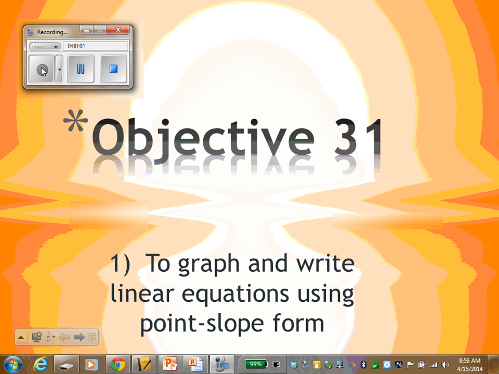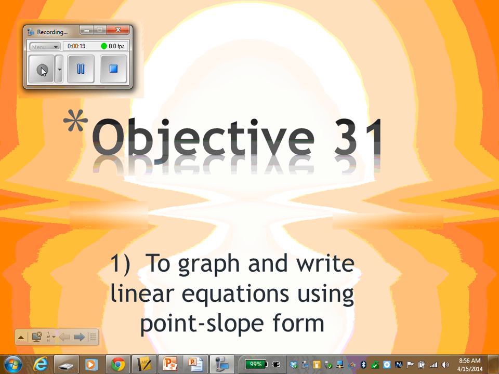Now, let's try again. Objective 31. We are going to graph and write linear equations in point-slope form. So far, you have learned slope-intercept form. What's slope-intercept form? Y equals mx plus b. What's good about it? It tells you the slope, and it tells you where it crosses the y-axis.